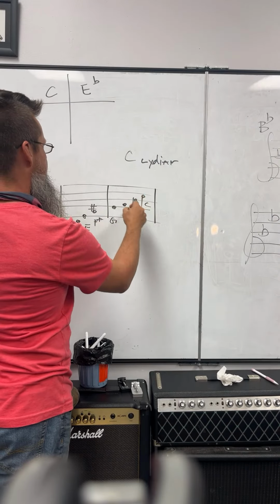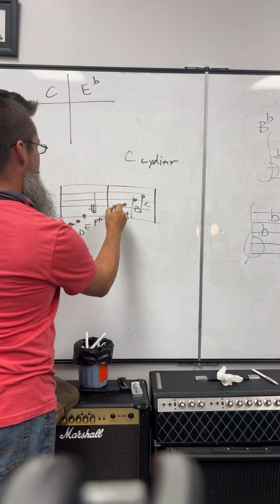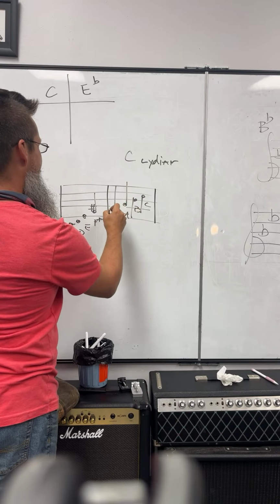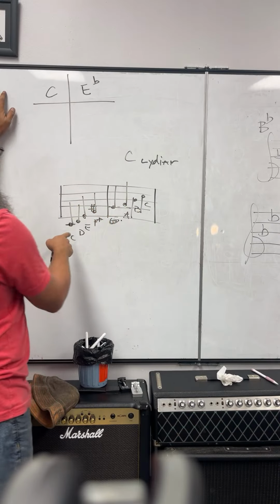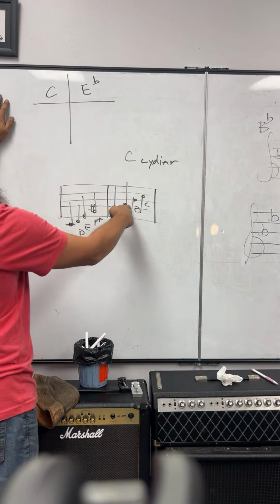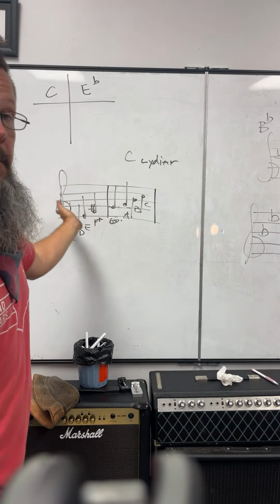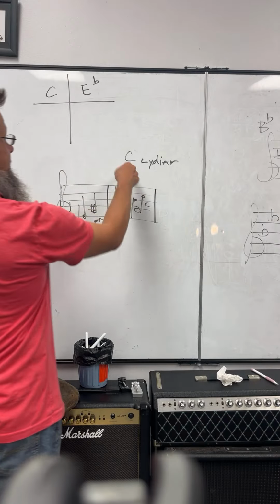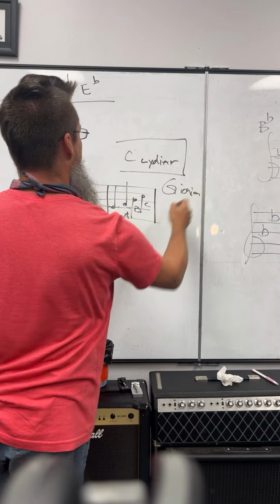Well, what is this? What am I playing right here? C, D, E, F sharp, G, A, B, C. When we play this in the key of C, this is called C major, but this is definitely G major. C Lydian is G Ionian. Well, this becomes modal theory.